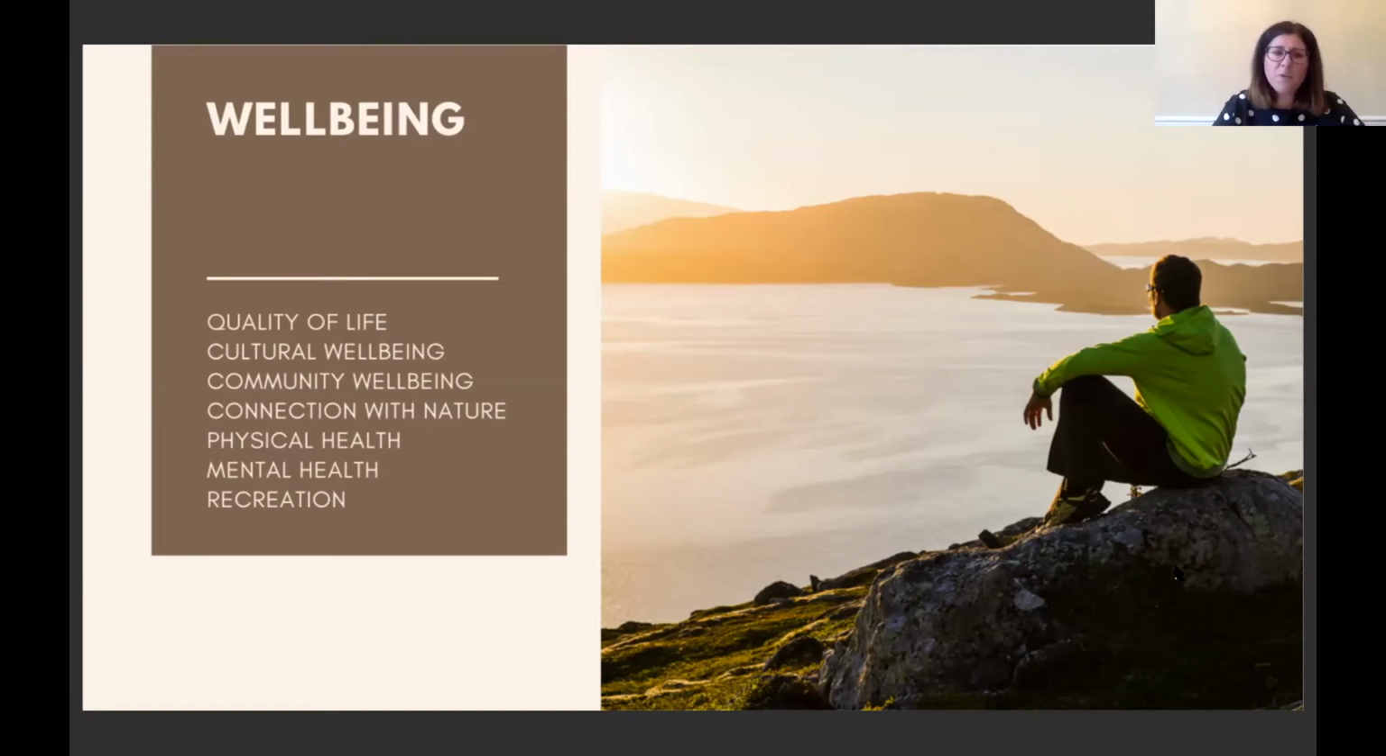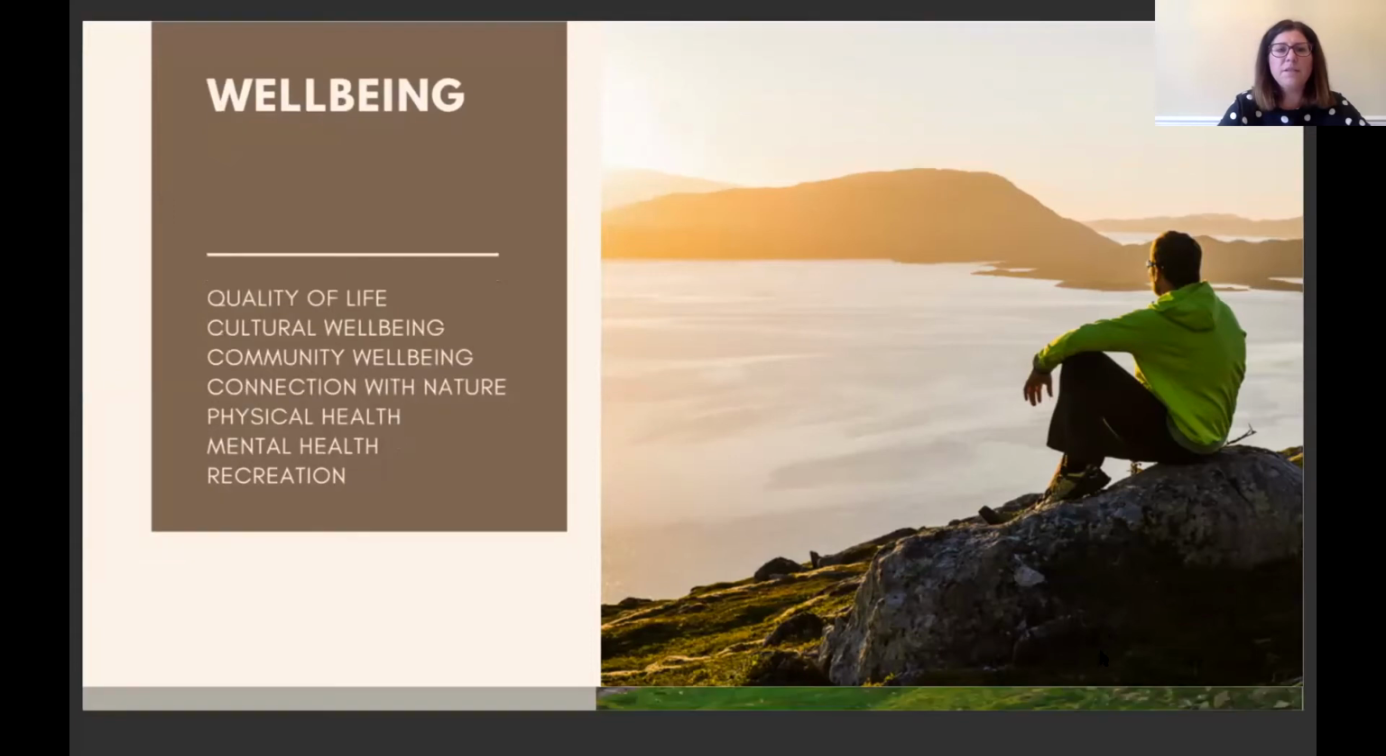Also about the cultural well-being, which refers also to a more community feeling, that the community is connected to a specific protected area. And obviously, our physical health, our mental health, and our ability to engage with recreational activities.